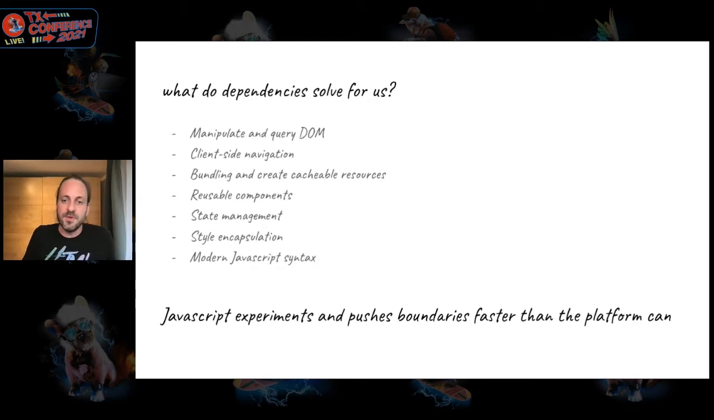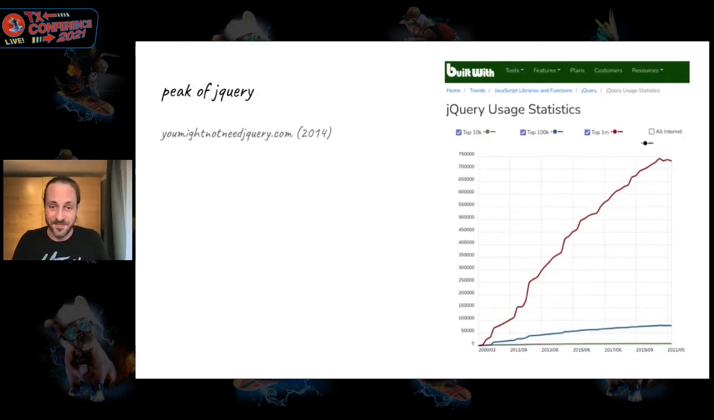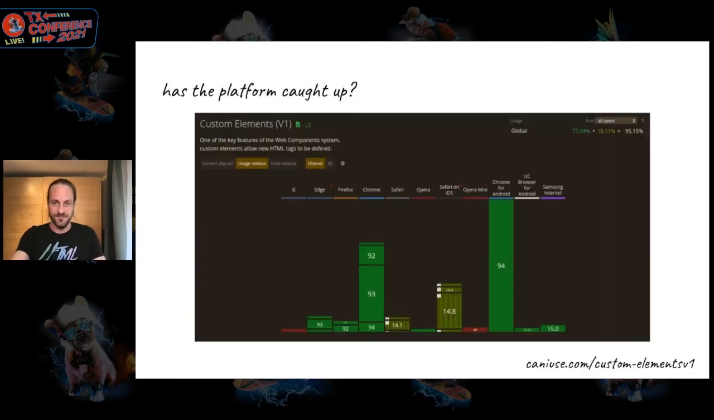Also, for example, manipulating and querying the DOM was not as easy two decades ago, which jQuery solved for a long time. Speaking of jQuery, this year we saw the peak of jQuery, where its usage is finally on a downward trend on the top 1 million websites after 21 years in use. Even though the handy JavaScript primer "You Might Not Need jQuery" dot com has existed for 7 years. To the question whether the platform has caught up with some things the libraries solve for us.